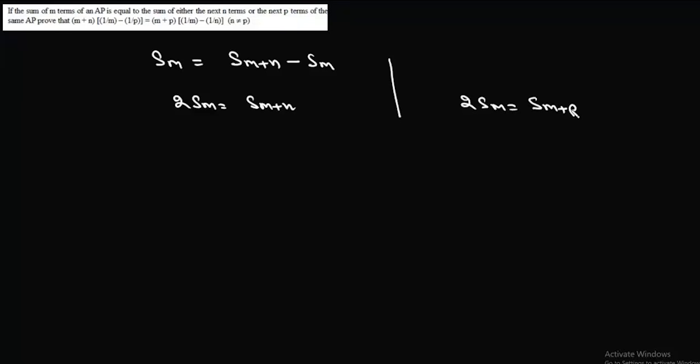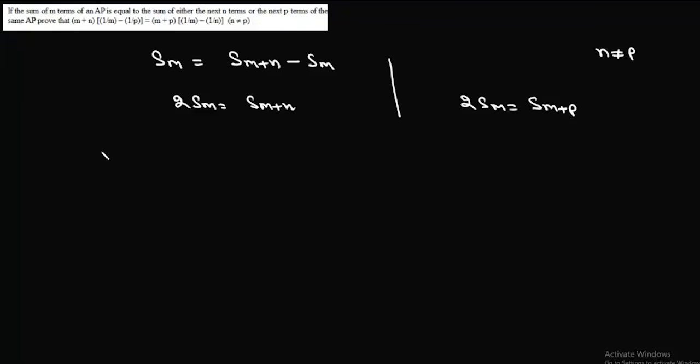So what we are given is the sum of m terms is equal to the sum of the next n terms. Now we can write the sum of the next n terms as S(m plus n) minus S(m). So we can write 2Sm will be equal to S(m plus n), and we are given that it is also equal to the sum of the next p terms. So another condition we have here is 2Sm will be equal to S(m plus p), where n is unequal to p.